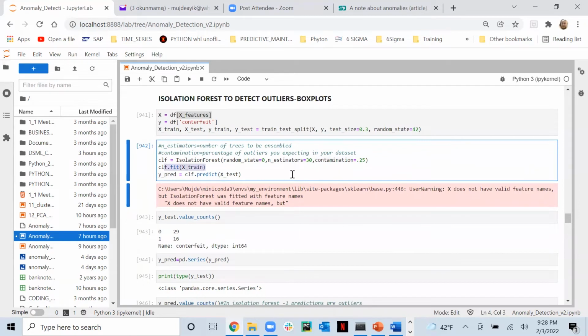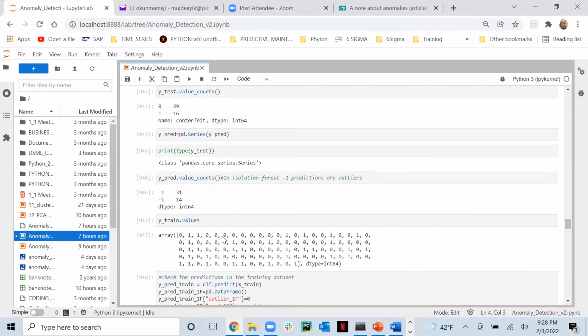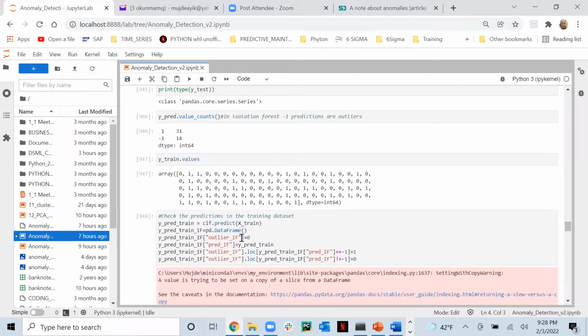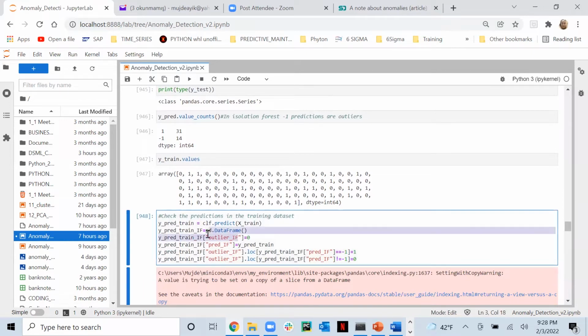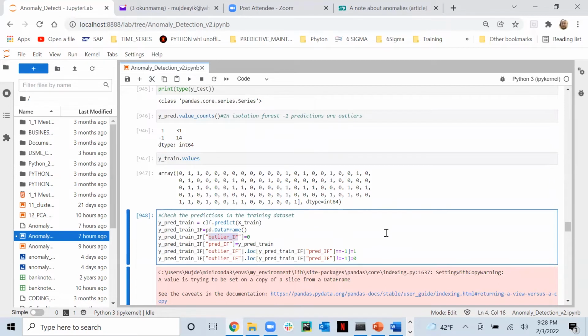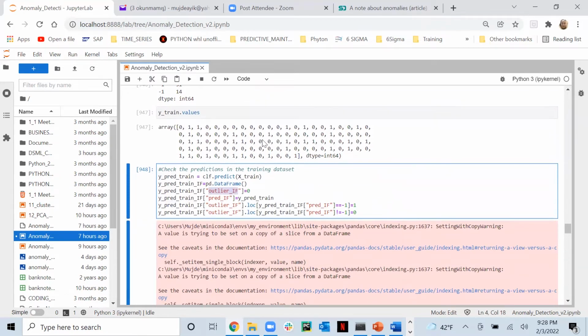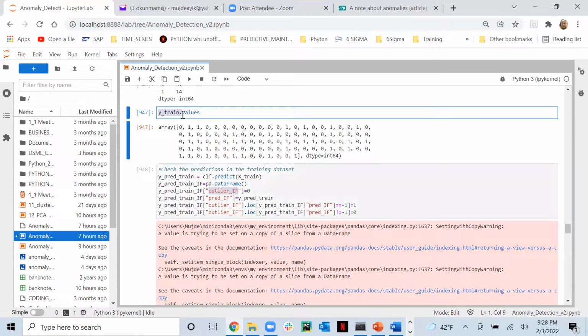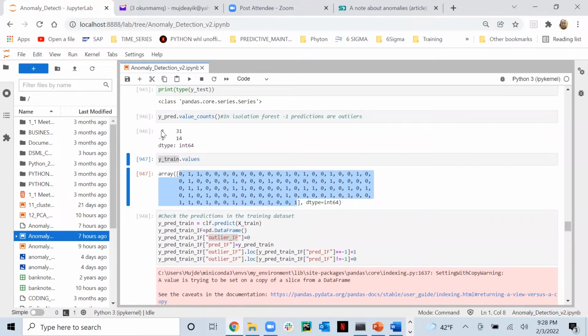We fit our data to the training set. We do our prediction. And then I'm just adding another column as identified outliers by this method. When I train this model, I get labels as 1 and -1. Here, -1 means outlier.